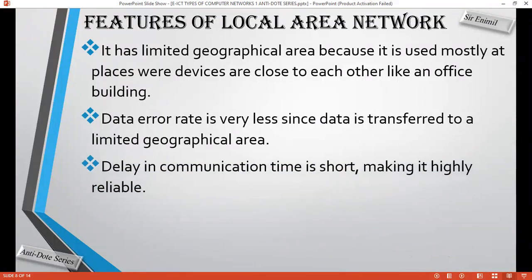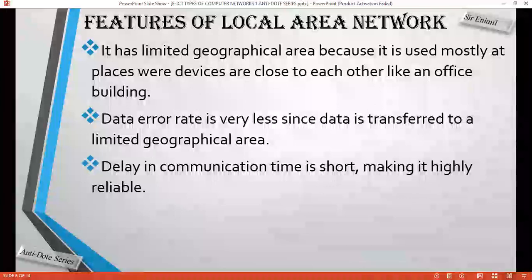Then the delay in communication time is short, making it highly reliable. Again, there is no delay in communication because it is not traveling over a long distance. It is within the area. So once you initiate a command, it just goes straight to wherever you want the command to go, and whatever feedback you need gets back to you as early as possible. So there's no delay in communication time, making it highly reliable.